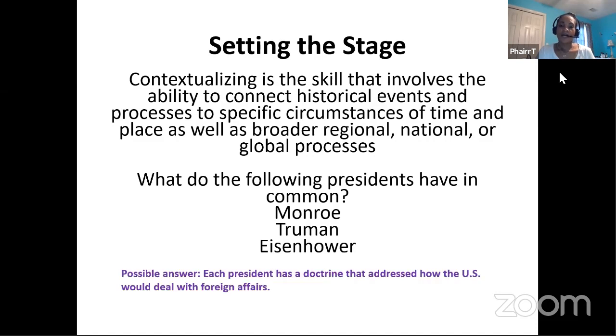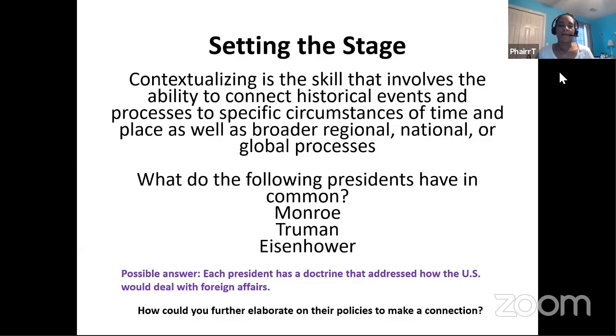Okay, so here's one possible answer that you can get. Each president had a doctrine that pretty much addressed how the United States would deal with foreign affairs. Now, although each president was in a different time, Truman and Eisenhower was more the 20th century. Monroe, of course, was the 1820s. Their responses will be a little bit different depending on the time period in which we're talking about. So the question is, if we're talking about the topic of contextualization, how can you further elaborate on their policies in order to make a connection?